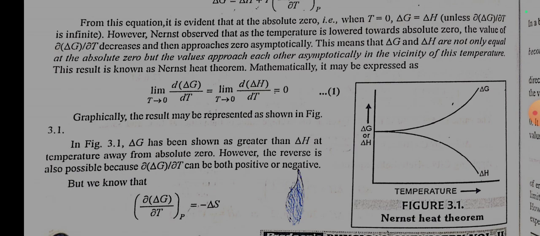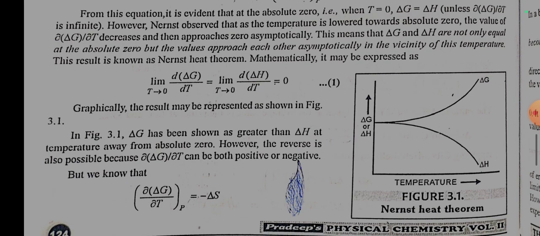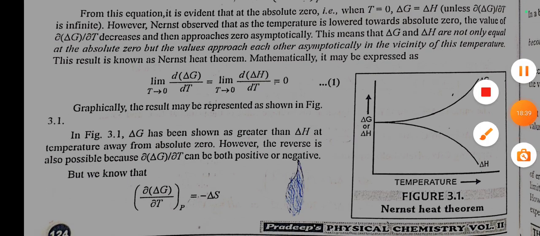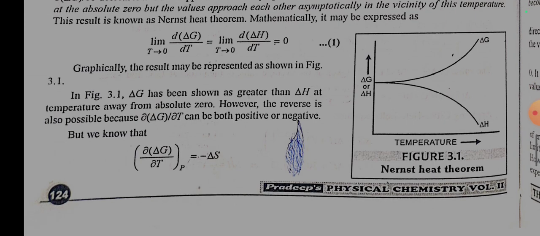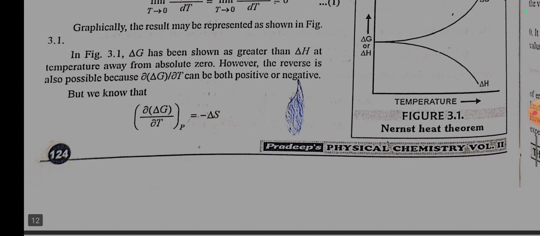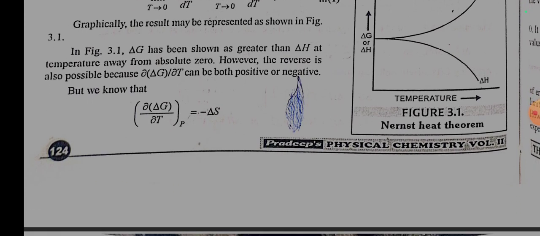However, Nernst observed that as the temperature is lowered towards absolute zero, the value of dΔG/dT decreases and then approaches zero asymptotically. This means that ΔG and ΔH are not only equal at absolute zero, but the values approach each other asymptotically in the vicinity of this temperature. This result is known as the Nernst heat theorem. Mathematically, it may be expressed, and graphically the result may be represented as shown in the figure.